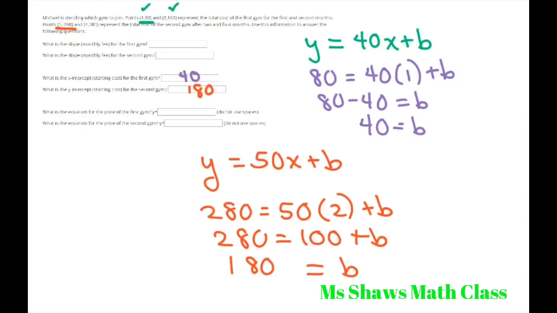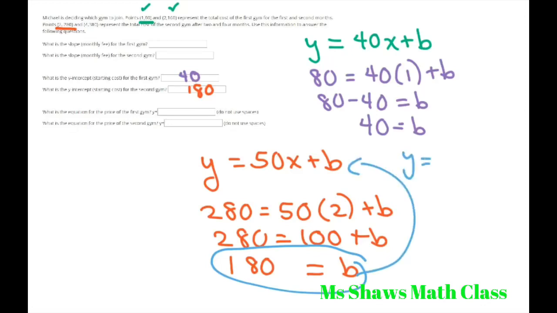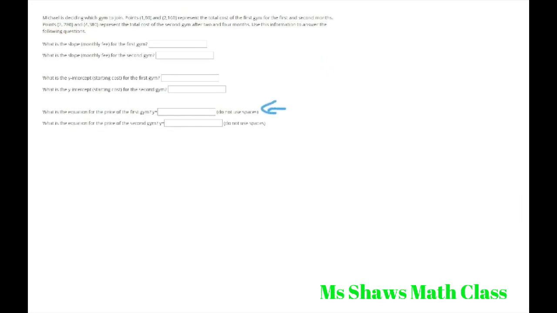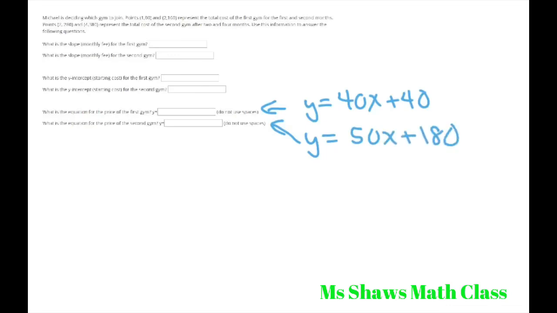Now, since we have that, we got to write the equation. So the b we just plug it back in here. So this will be y equals 50x plus 180. And for this one, this is going to be y equals 40x plus 40. So let's write that there. For the first gym, y equals 40x plus 40. And the second one is y equals 50x plus 180. So just looking at this, which gym would you want to go to? I think I would go to this one.